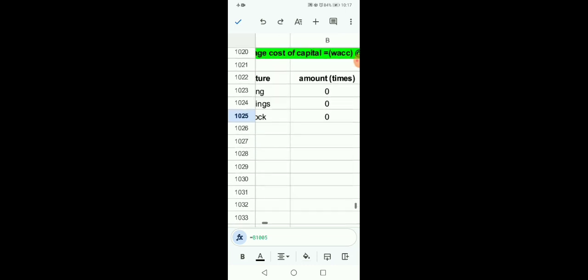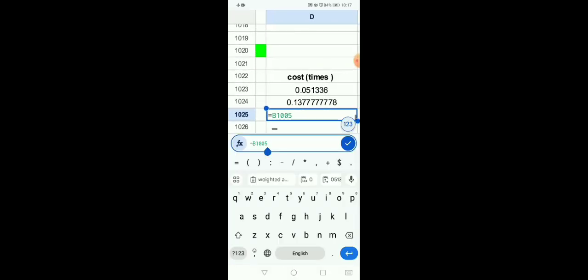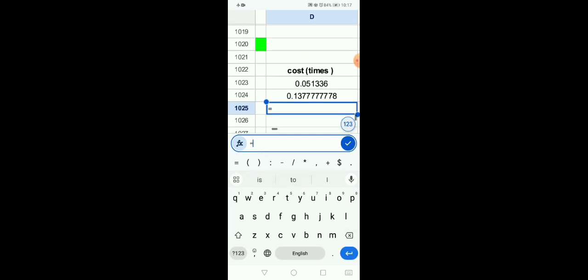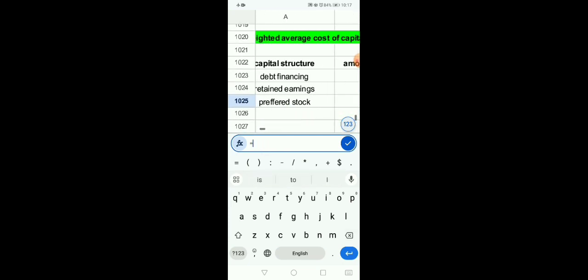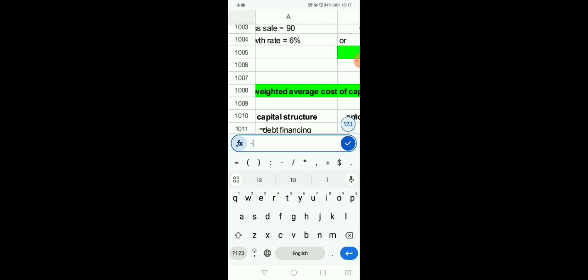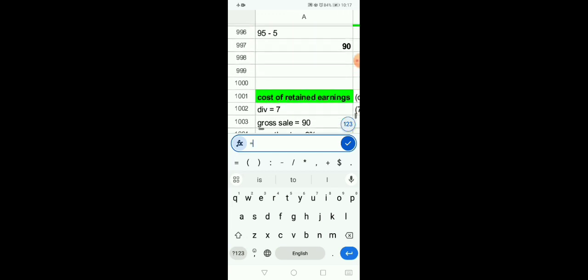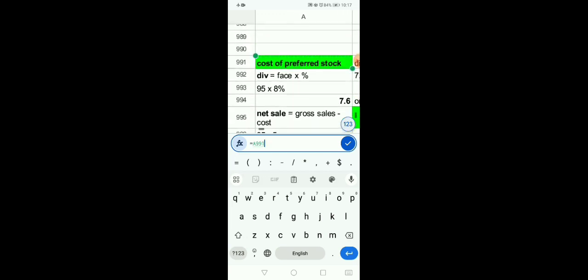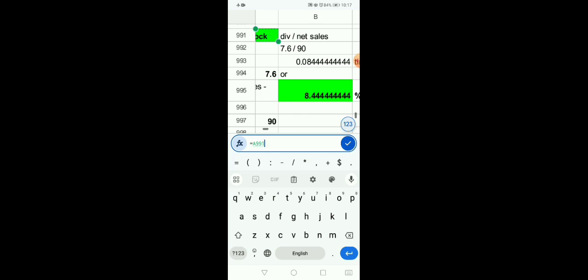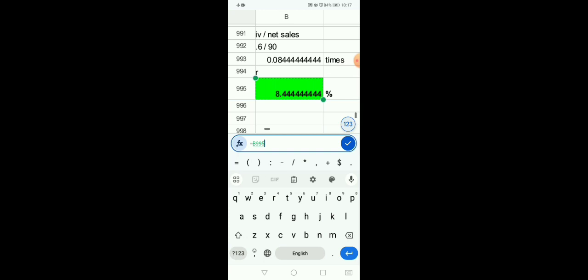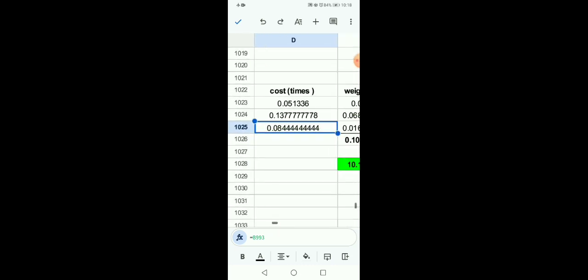This was preferred stock, and we need to convert it in terms of times. It is your preferred stock. We are going up, and here we have the preferred stock. We had two answers. One answer was in terms of percentage, as you can see, and one answer was in terms of times. So put the answer in terms of times. Cost is completed, weights are completed.